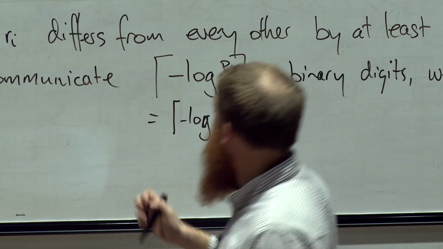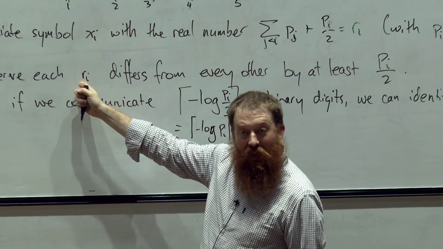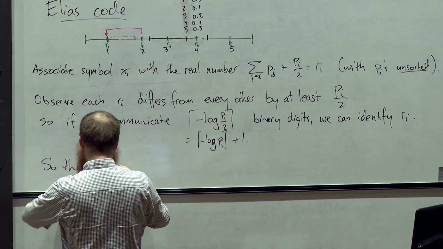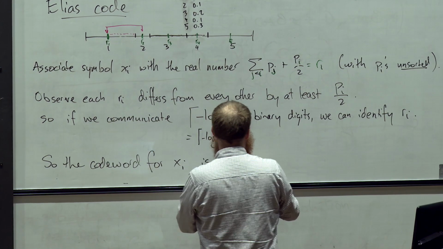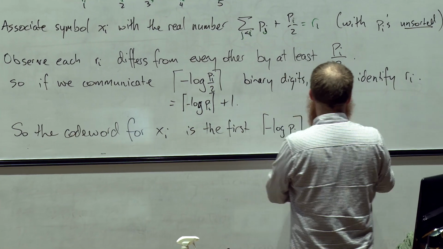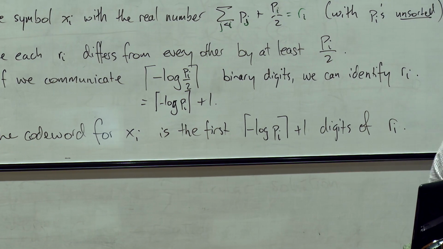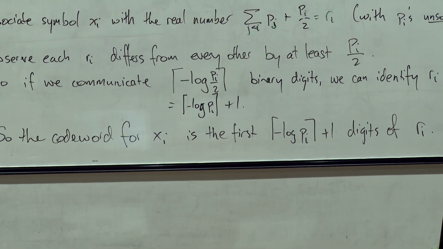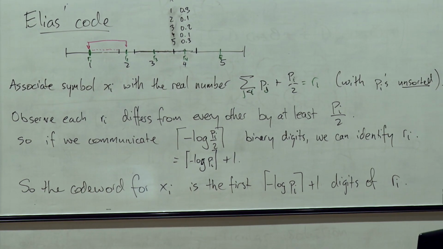So what do I do? We communicate this many digits of the binary expansion of the number r. That is enough to identify the code word. So the code word for xi is the first log pi plus 1 digits of ri. And that is Elias's code. Okay. Well, I've transmitted one more digit than the Shannon code.